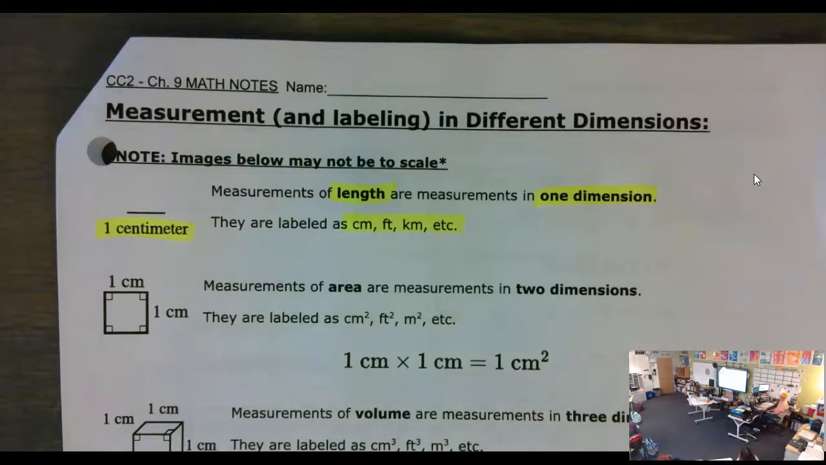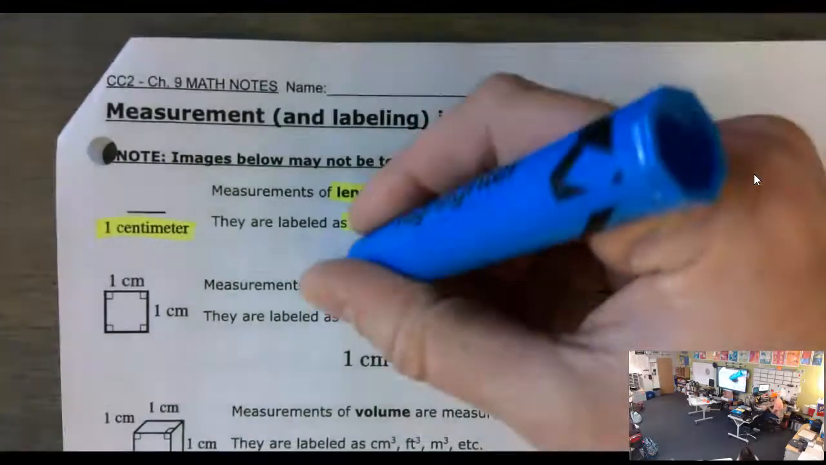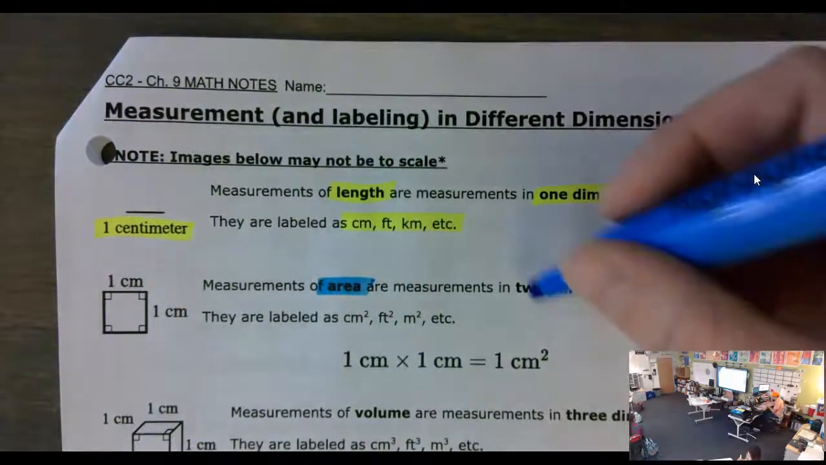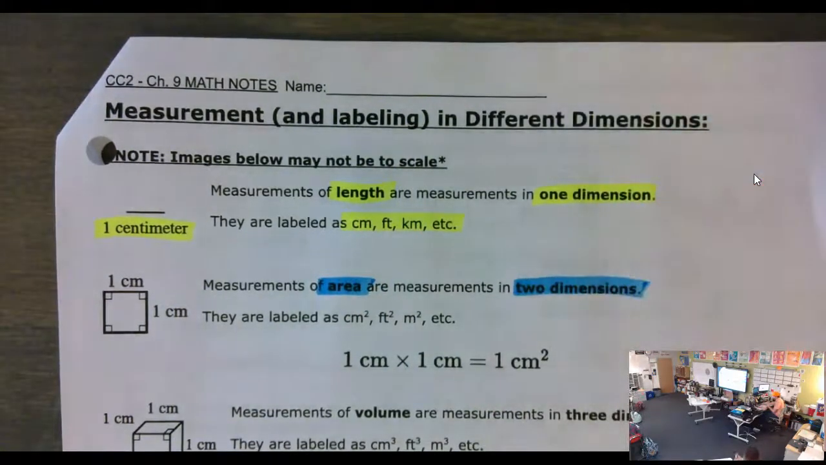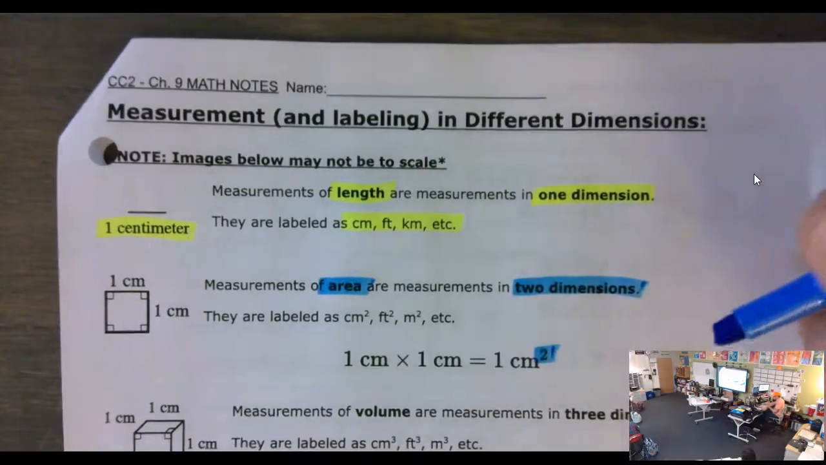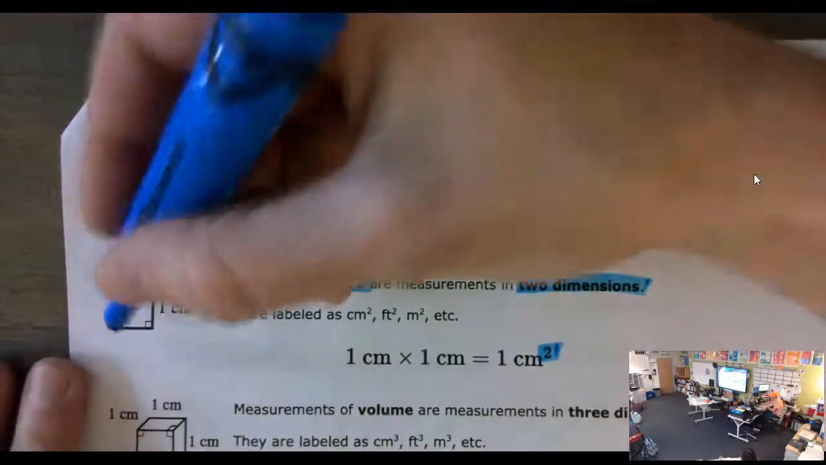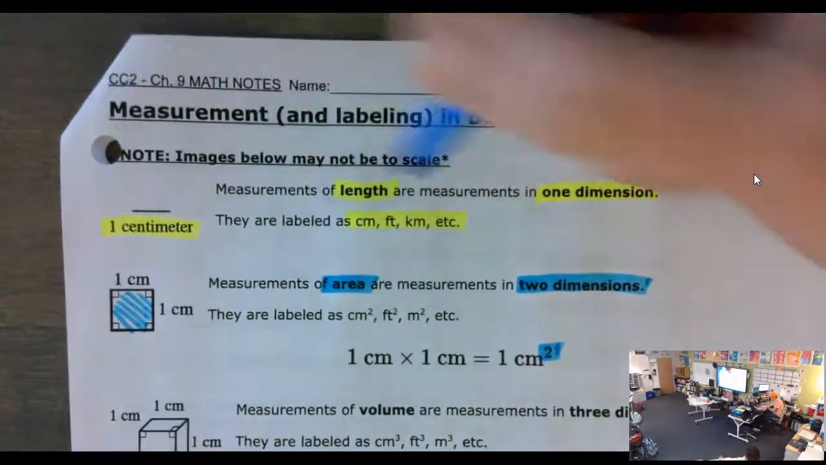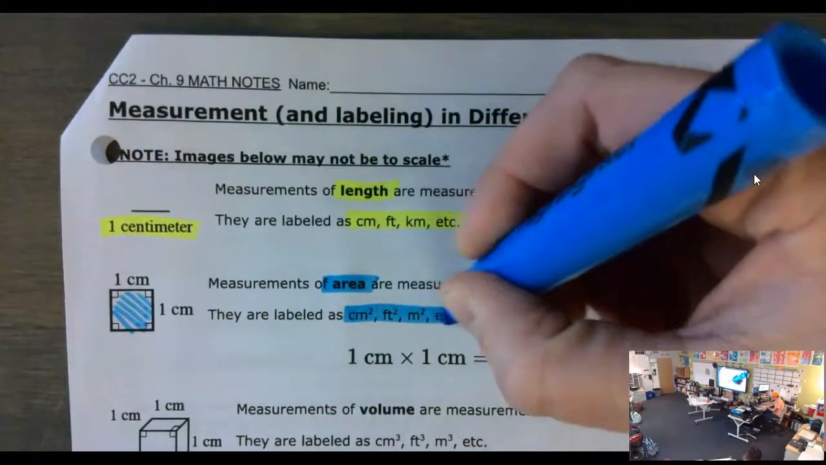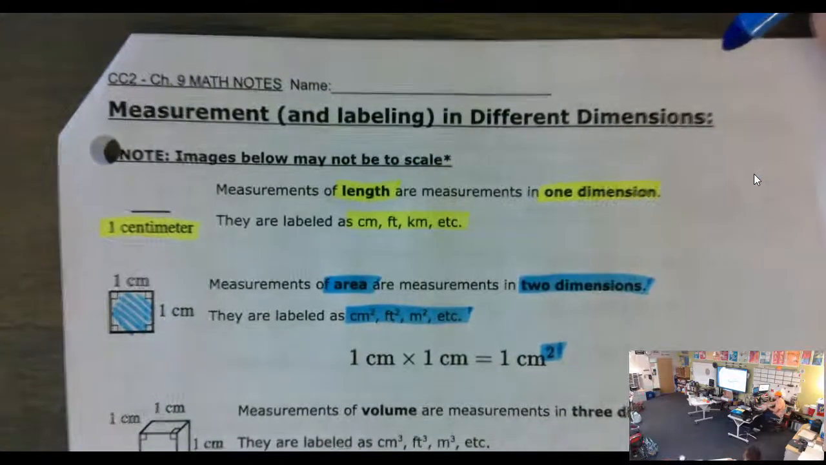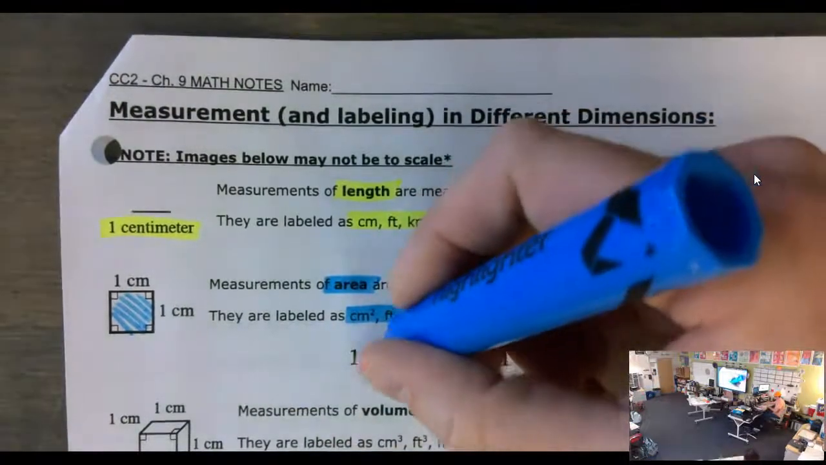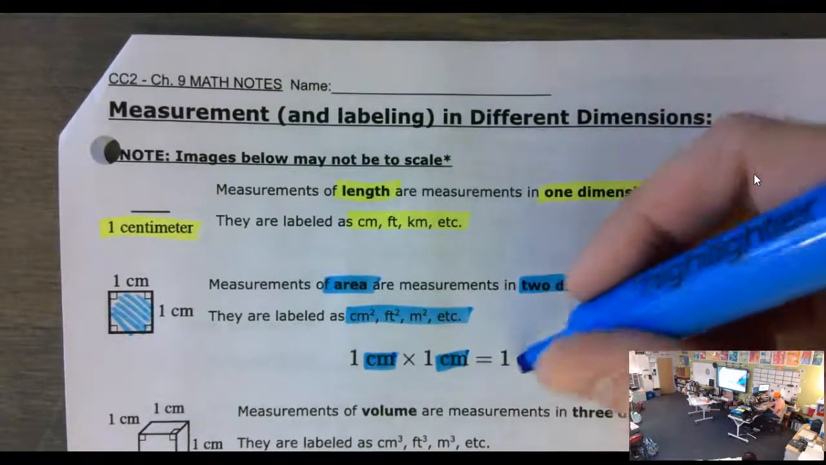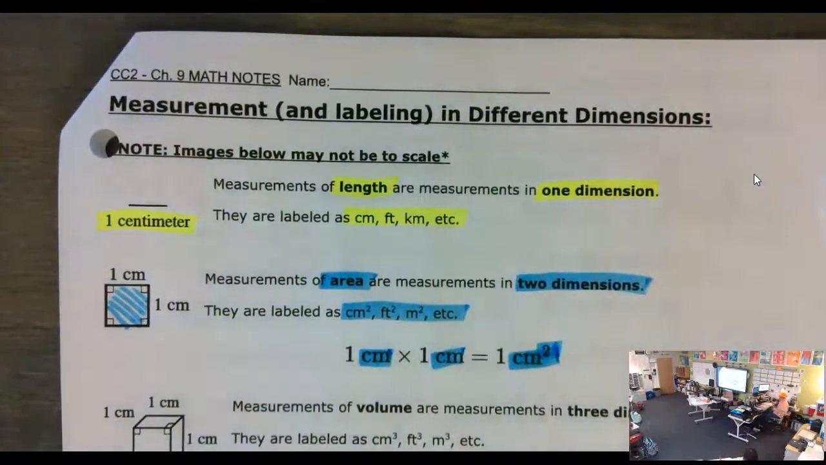You can probably guess what we're going to do with our 2 dimensions. We're going to highlight the same sort of stuff, but a different color, right? Switch colors. Area measures in 2 dimensions, and that's why we use centimeters squared, because that's the result of multiplying centimeters by centimeters, which gets us centimeters squared or feet squared or meters squared. When you multiply centimeters by centimeters, we end up with centimeters squared.